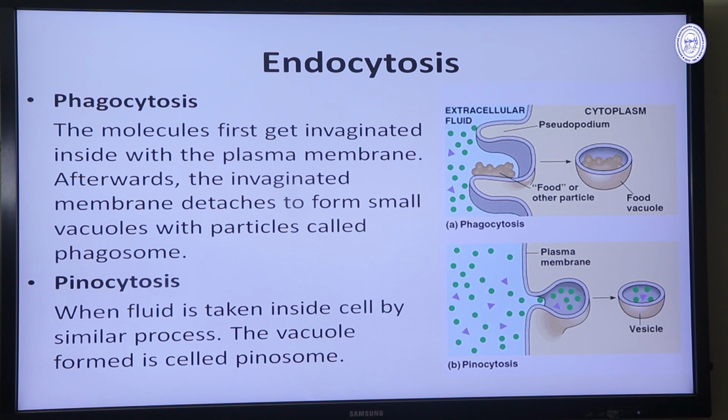Now, in the case of phagocytosis, the molecules that need to be bulk transported first come in contact with the plasma membrane. The plasma membrane makes an invaginated vesicle, and afterwards the invaginated membrane detaches to form small vacuoles or vesicles, that is called a phagosome. In the case of pinocytosis, the same process is repeated, but instead of solid material, fluid is taken inside the cell and the vacuole is called a pinosome.